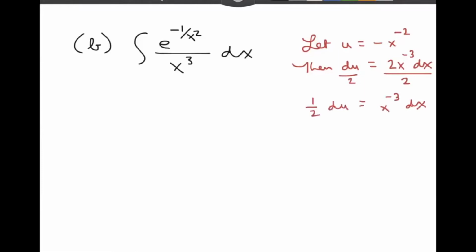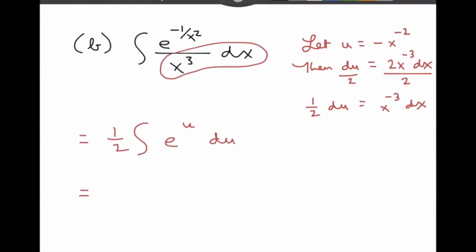So this integral in terms of u is going to be e to the negative 1 over x squared is going to become e to the u. This whole thing here, dx over x cubed, is going to get replaced with 1/2 du. So that's going to be 1/2 e to the u plus c, but it's not about u. 1/2 e, and I'm going to write this as negative 1 over x squared plus c. Woo-hoo.